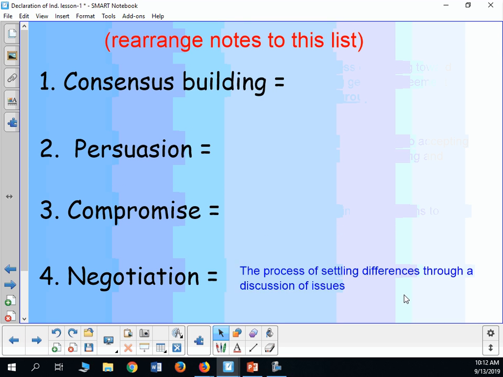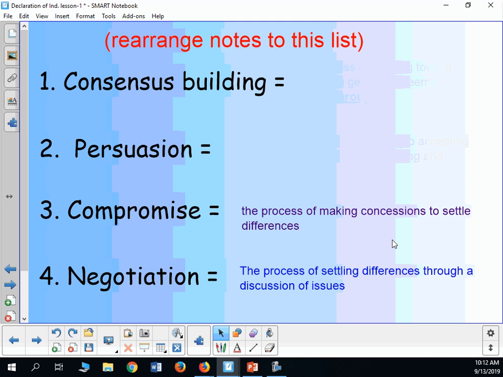And to go into a little greater detail here, we'll start down here at the bottom. Negotiation is the process of settling differences through a discussion of issues. In other words, you're talking to each other, you're spending time going over, it's a discussion, and sometimes it is a back and forth until you come to an agreement, but it's not adversarial in any way. Compromise. This is the process of making concessions to settle a difference. If you've heard the idea of a win-win, compromise is often a win-win situation.